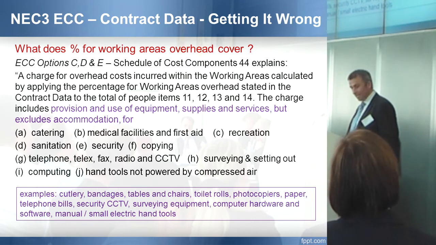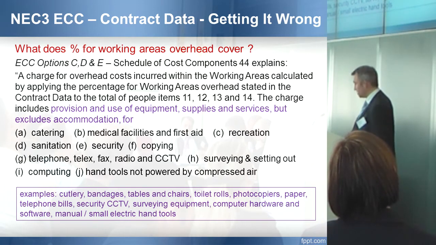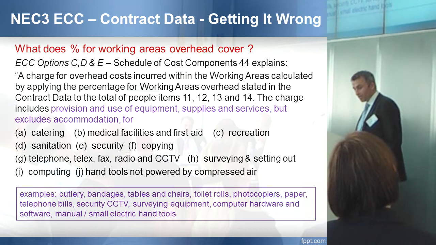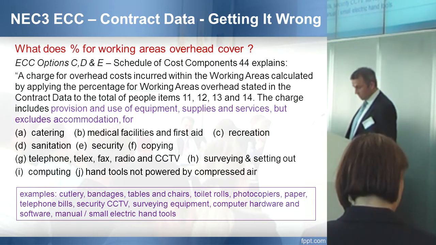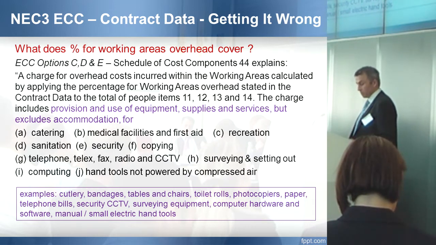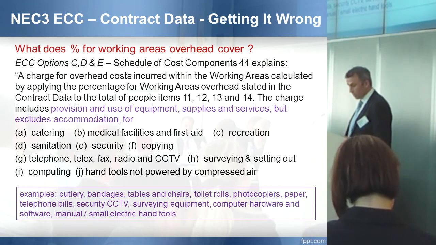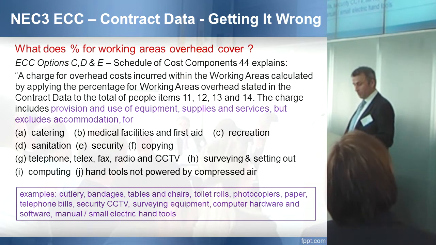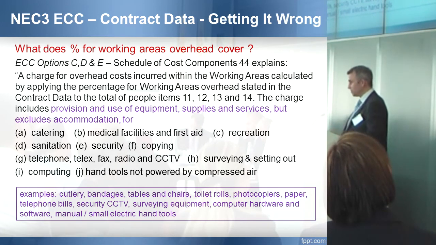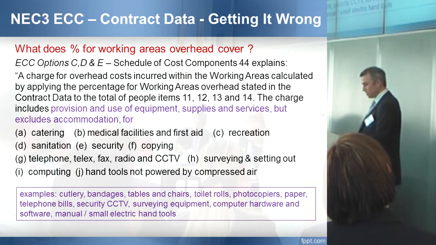So what's this? This is a charge for overheads incurred within the working areas, calculated by applying the percentage stated in the contract data to the total of people items in 11, 12, 13 and 14. The charge includes provision and use of equipment, supplies and services, but excludes accommodation for catering, medical facilities and the list A to J. I think you have to read this a few times to get your head around what really is included, but it tends to be sundry type of stuff.